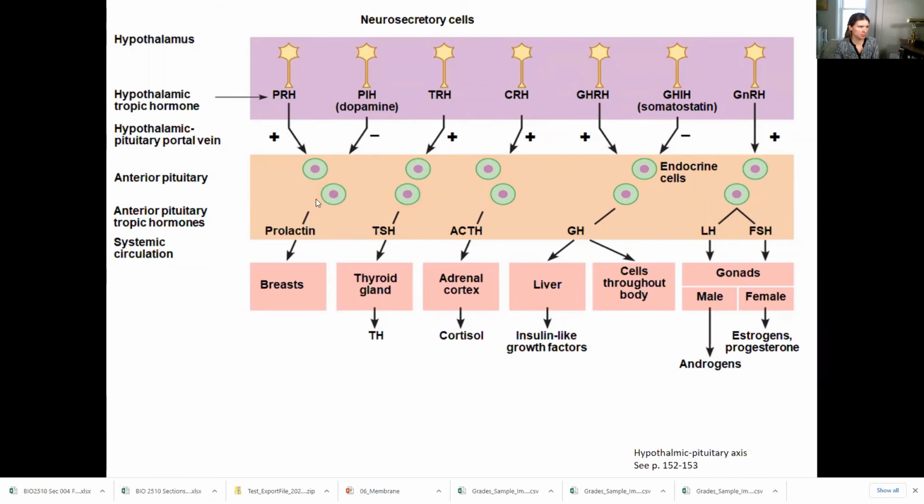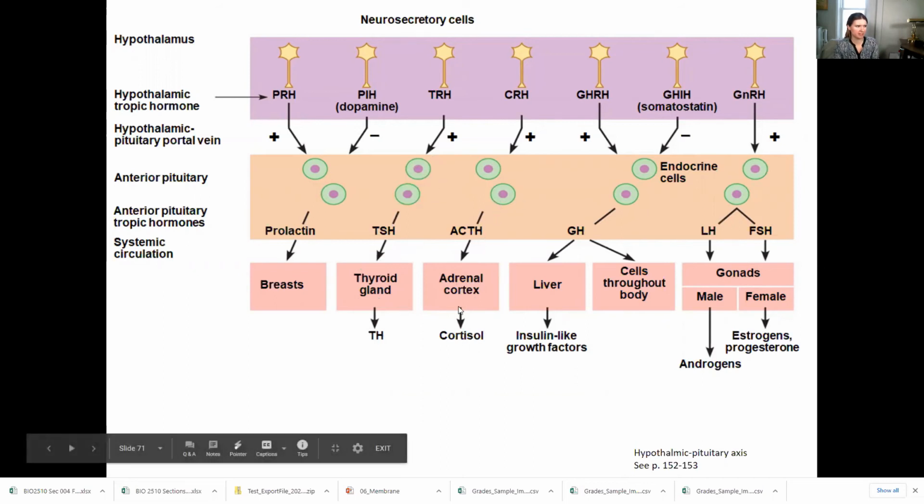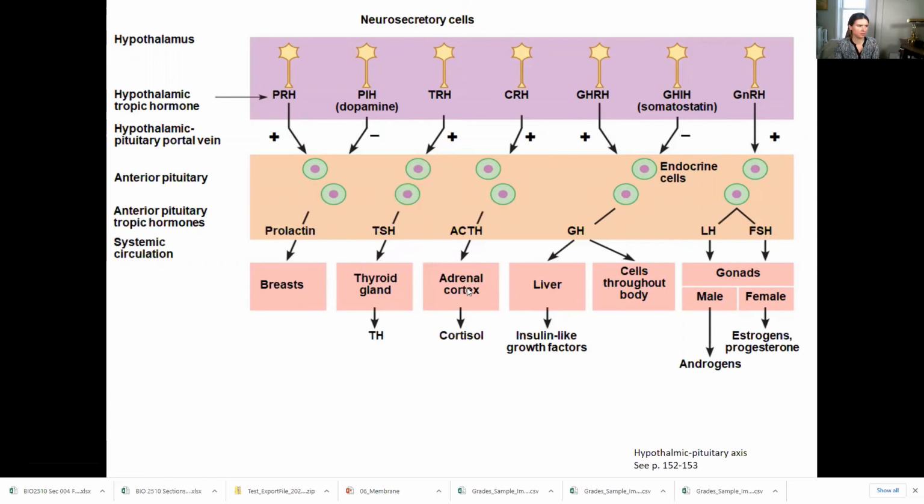Then when we come to the anterior pituitary, our better examples would be these ones. These are more clear. But these are going to be tropic hormones as well. Like TSH is going to the thyroid gland, which is then going to release thyroid hormones. ACTH is going to the adrenal cortex. It's releasing cortisol. So these would also be tropic hormones because they're affecting the release of more hormones from these other organs.